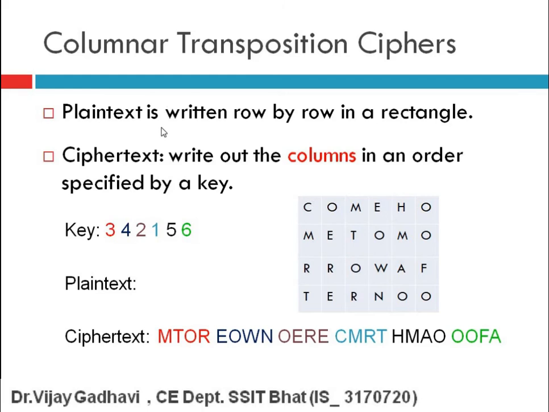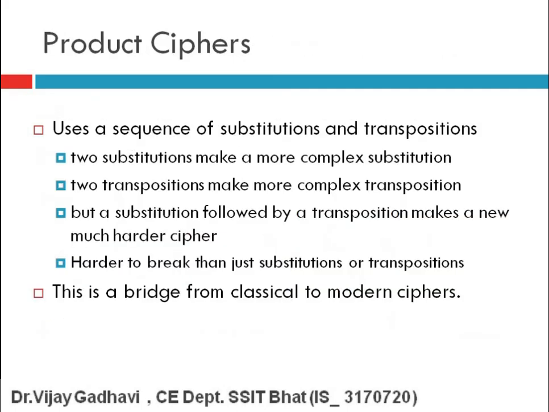Here we see the columnar transposition cipher. Plaintext is written row by row in a rectangle. For the ciphertext, write out the columns in an order specified by a key. Here we see the example, the key is 342156, and the plaintext and ciphertext you have already seen: CMRT HMAO OOFA. Come home tomorrow after noon. This is the sentence you have already seen in the rectangle.